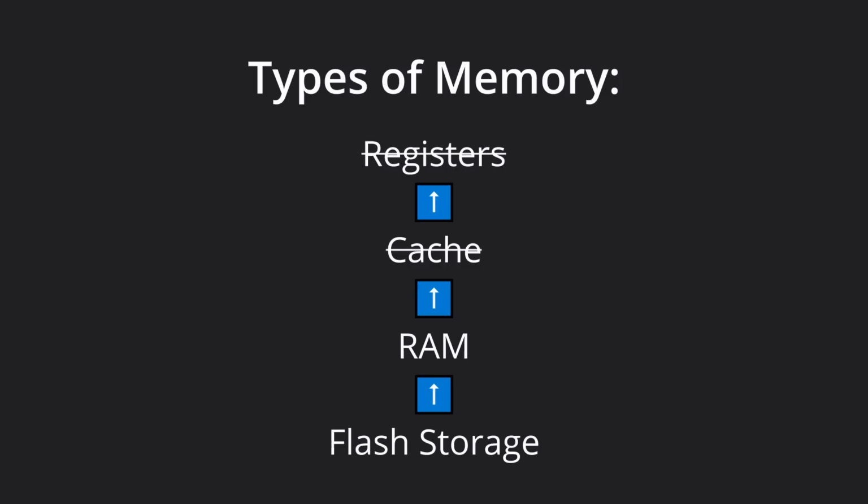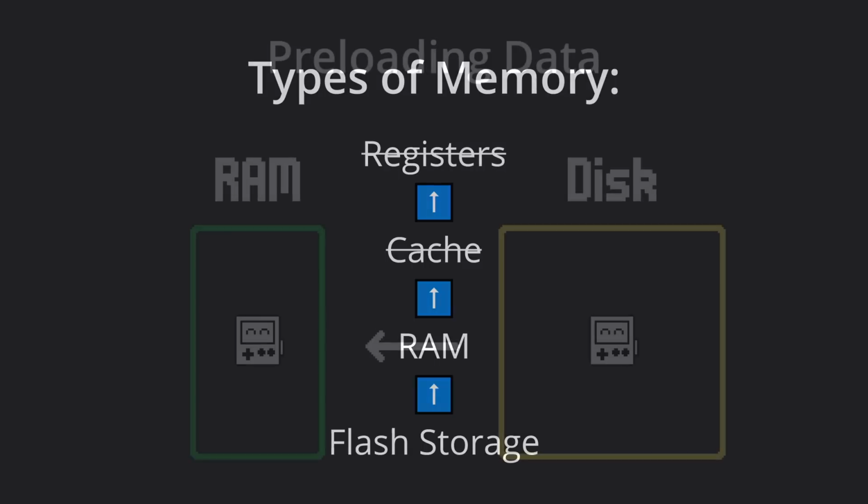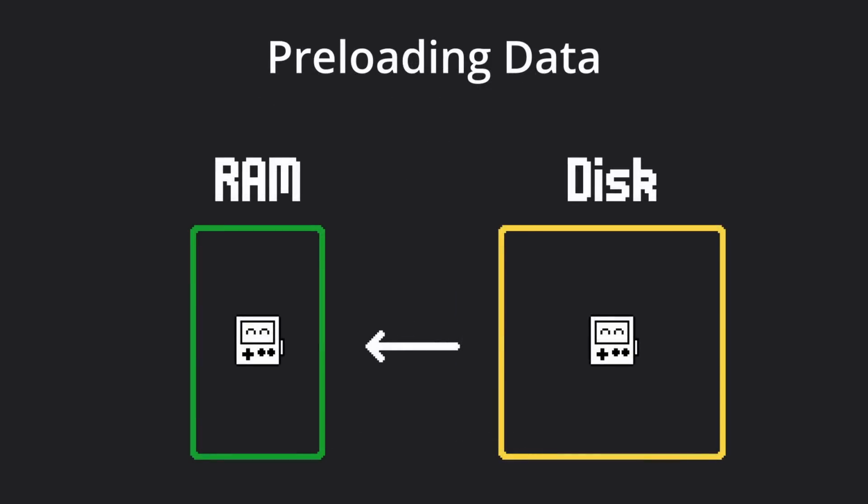Now, what's left is RAM and flash storage, which we have a lot of control over when we access. Our goal is to try to read from RAM as often as possible and to avoid making the long trip to flash storage. The main strategy to do this is by preloading our data from flash into RAM so it can be accessed faster.